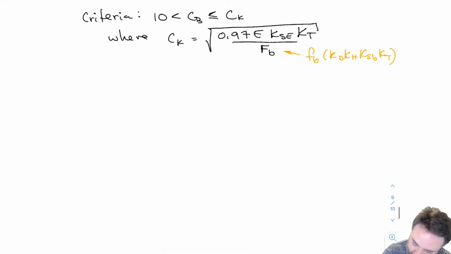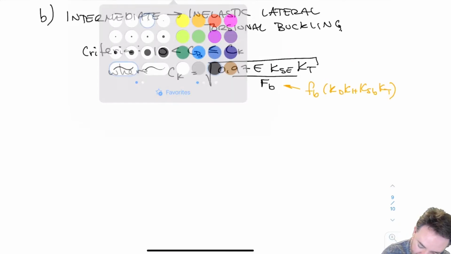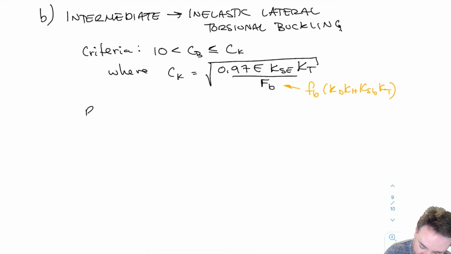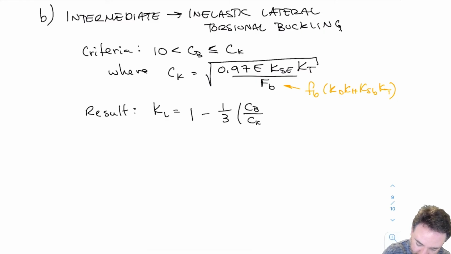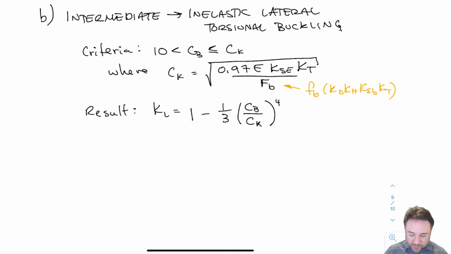Okay, and I have an equation. If I fit into those bounds for CB, then my KL is going to equal this fairly simple equation that is a function of both CB and this limit value CK to the fourth.